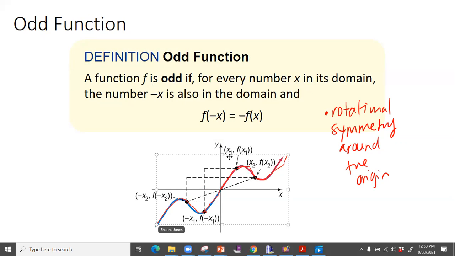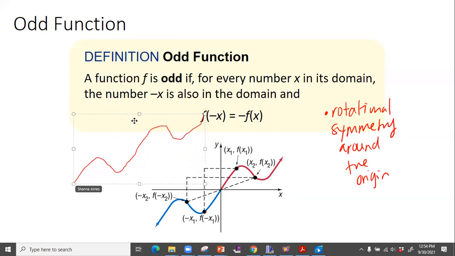So if I was to take this and rotate it, where's the rotation button? It doesn't have a rotation feature. But if I could rotate it, it would look exactly the same.